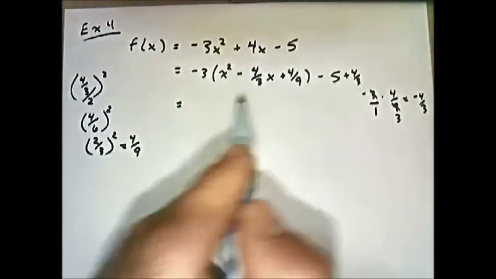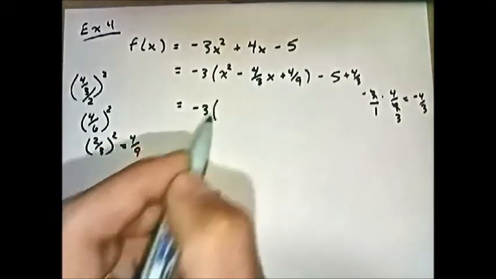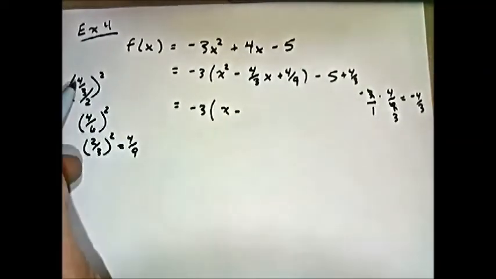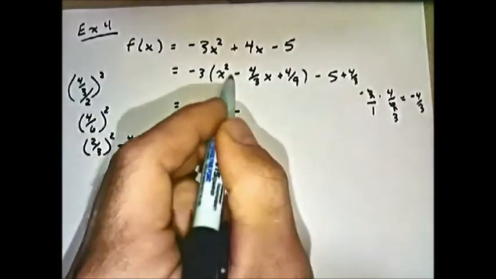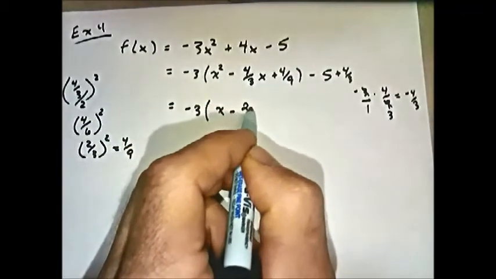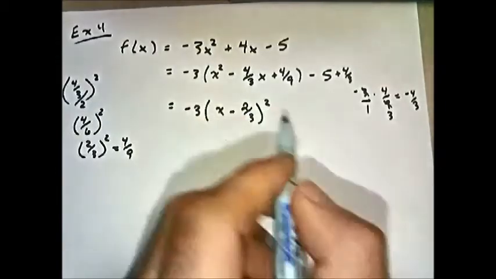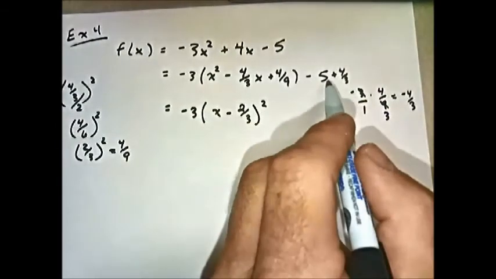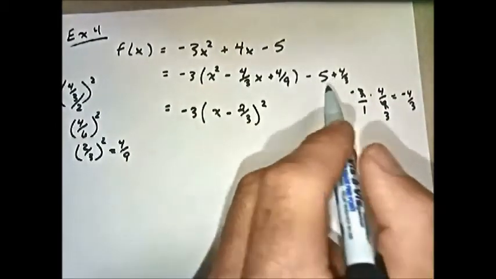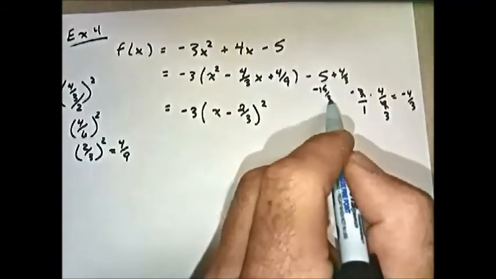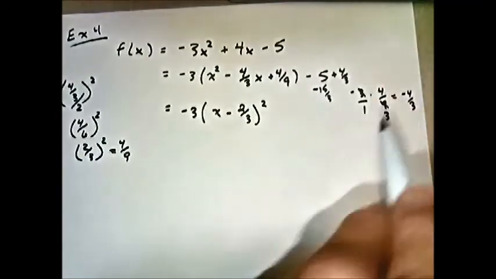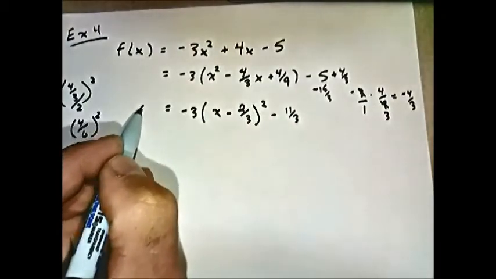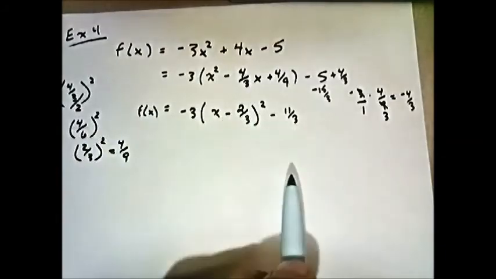Let's go ahead and factor this trinomial. So we end up with negative 3 times the quantity, x minus, again, if we take the number that's in here with our minus sign, we get minus 2/3 squared. And we need to take negative 5 and add 4/3 to it. If we look at negative 5 in thirds, we have negative 15/3. So negative 15/3 plus 4/3 gives us negative 11/3. And there's our function in vertex form.